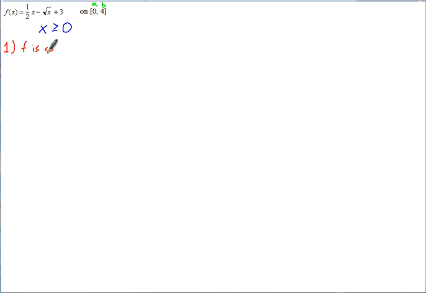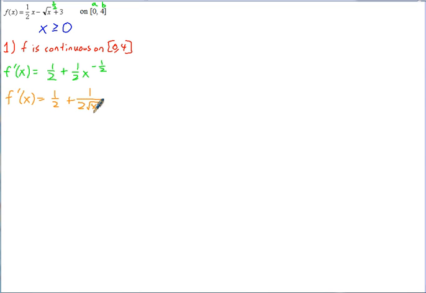F is continuous on 0 to 4. And then to see if it's differentiable, let's go ahead and take the derivative. F prime of x. Derivative of 1/2 x is 1/2. And this again is like x to the 1/2. So it is plus 1/2 x to the negative 1/2. The derivative of 3, a constant, is 0. And so if we simplify this, we get f prime of x is 1/2 plus 1 over 2 square root of x.